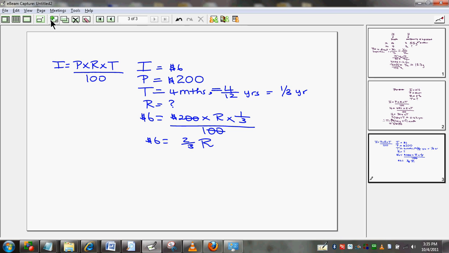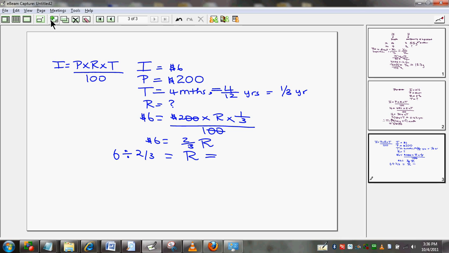Okay, and if I want to get what R is, all I have to do is divide this side by 2/3, right? And I'll take it out. And therefore I have to divide this side by 2/3, not so? So this side will be 6 divided by 2/3. And if I divide this side by 2/3, I'll get what R is. Is that correct? So all you have to do is punch in 6 divided by 2/3 on your calculator, and you'll get what the rate percent is.